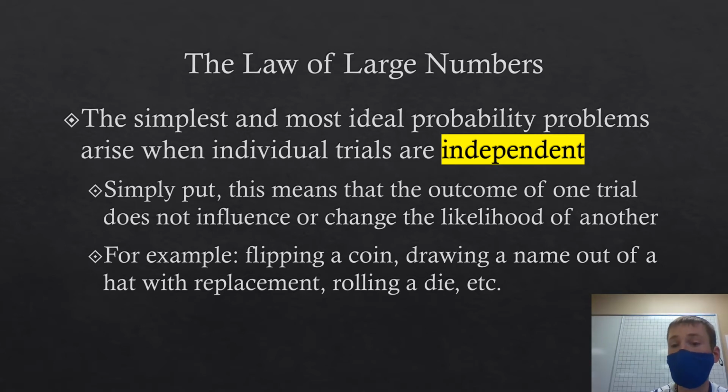If we draw a name out of a hat and then put it back in the hat, we will not have any influence on what the next pick is in that hat. Or rolling a die, if we get a 1 on the first roll, that does not influence the likelihood of any other outcome on the second one. So when we have independent events, basically one trial will not impact the outcome or likelihood of the next trial.